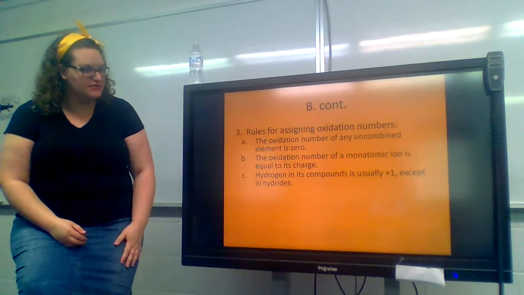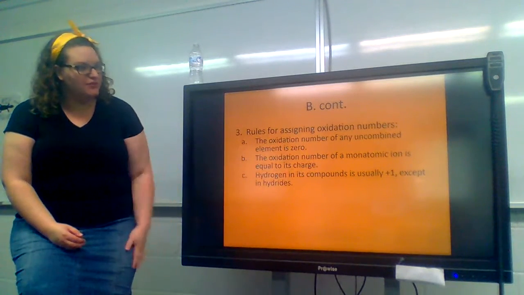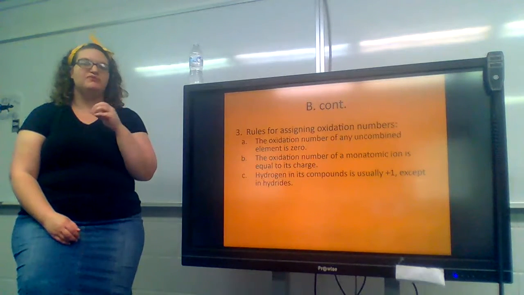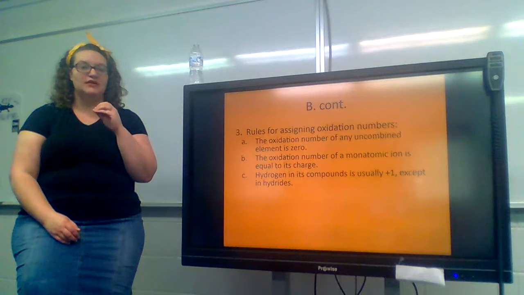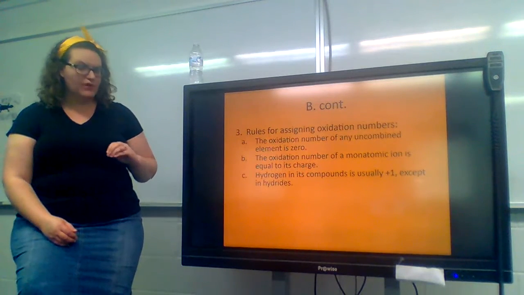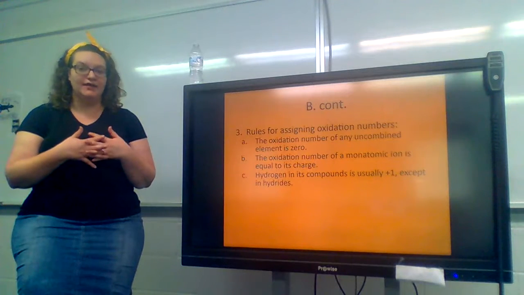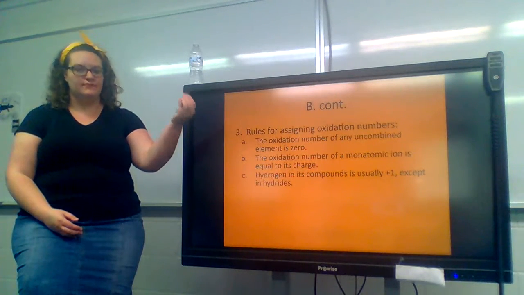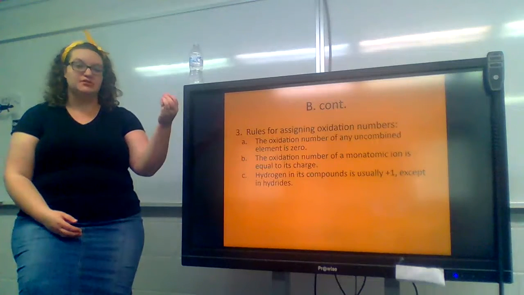Rules for assigning oxidation numbers. The oxidation number of any uncombined element is 0. So if it's just one element all by itself, that oxidation number is 0. When you start getting into combined elements, like if you just have oxygen by itself, the oxidation number would be 0.